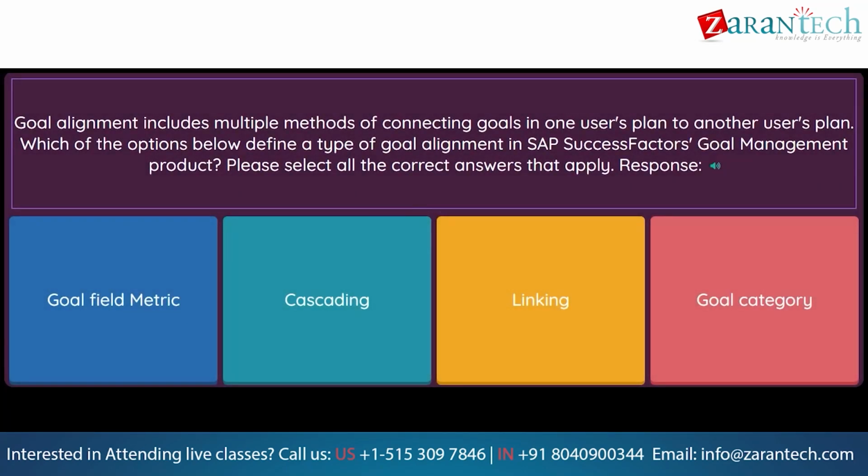Question: goal alignment includes multiple methods of connecting goals in one user's plan to another user's plan. Which of the options below define a type of goal alignment in SAP SuccessFactors' goal management product? Please select all the correct answers that apply. Response: Option 1, goal field metric. Option 2, cascading. Option 3, linking. Option 4, goal category.